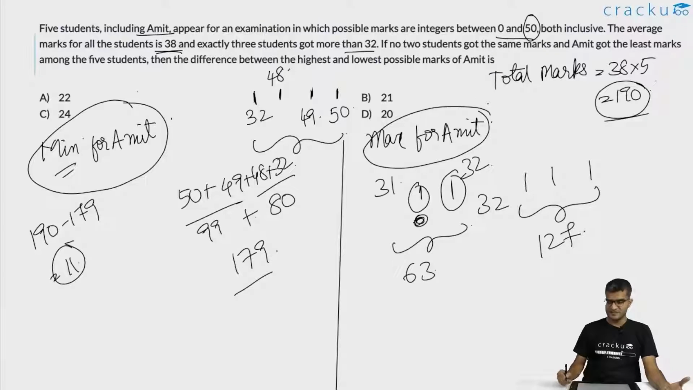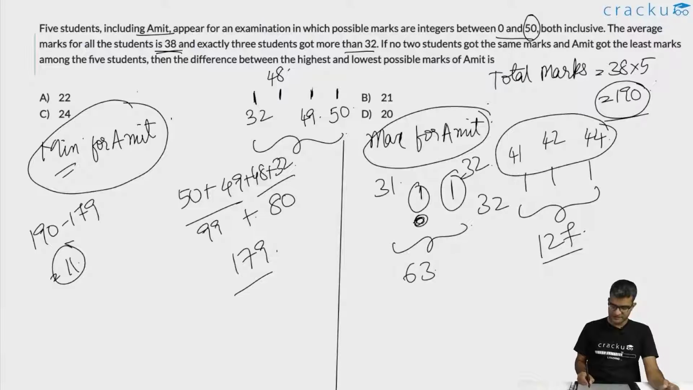One simple example is, because 127 is the sum, the average will be around 42.33. We can say that this guy scored 41, this guy scored 42, and the highest is 44. These 3 will sum up to 127. As you can imagine, there are multiple cases possible. This can be 40, this can be 45.